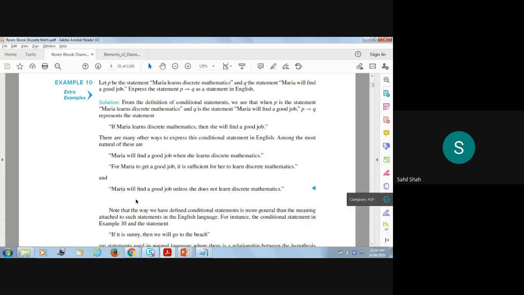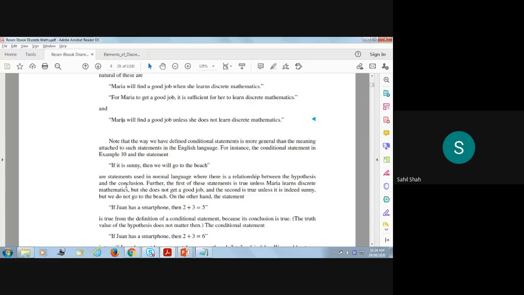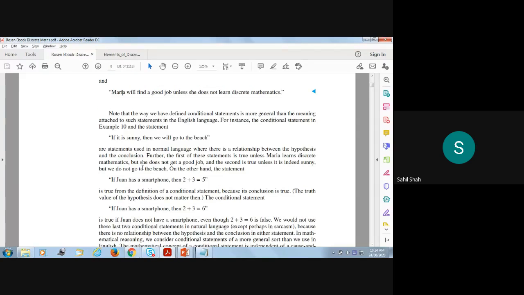Again, as I said, sometimes a statement may be meaningful or may not be meaningful when it is written in terms of a conditional statement. For example, if it is sunny, then we will go to the beach. It is perfectly fine. It has some meaning, but in other cases, it may not. For example, if John has a smartphone, then 2 plus 3 equals 5. How could it be meaningful? If this is going to happen, then 2 plus 3 equals 5 is going to happen. It will not. Obviously, having a smartphone and the addition of two numbers equaling 5 doesn't make any sense, but still it is valid in the theory of logic. Sometimes statements may be meaningful, sometimes they may not have any meaning as such.